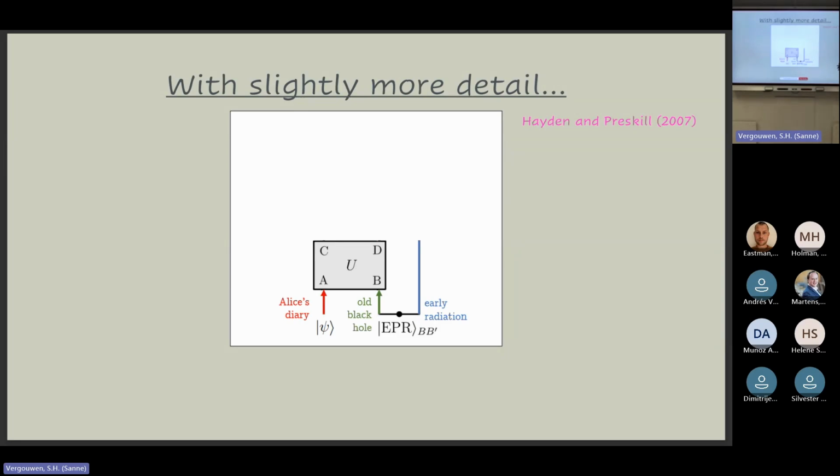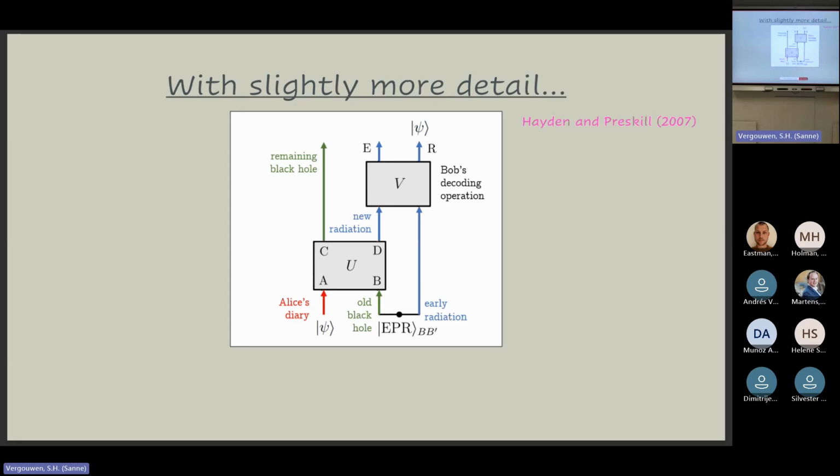So the type of black hole in which Alice shows her diary is an old black hole. An old black hole that has been evaporating for a long time and is now past half the evaporation point. This means that all the qubits in the black hole are entangled with the radiation already emitted. And we imagine that Bob has been collecting that radiation since the beginning. So since the black hole was formed, Bob was able to collect that radiation in a quantum memory.